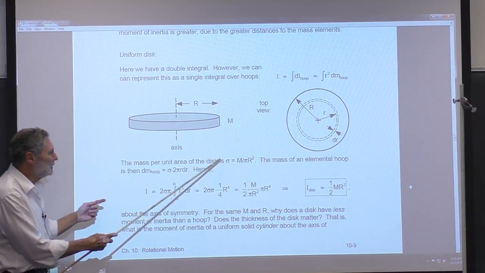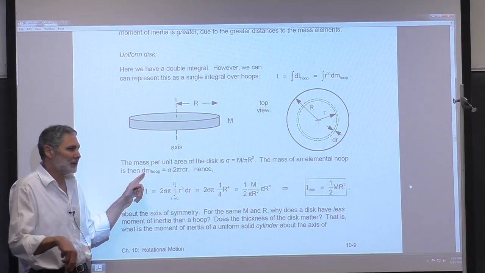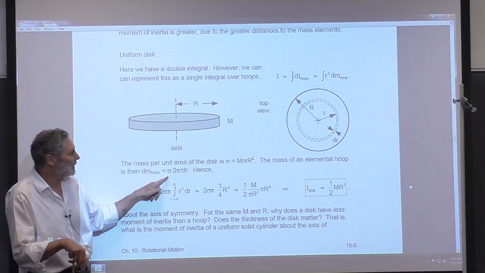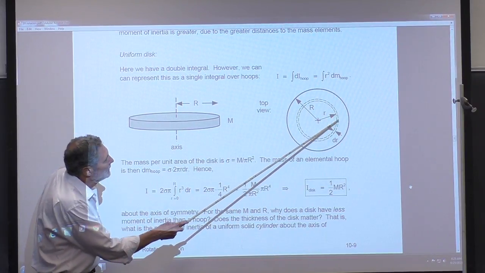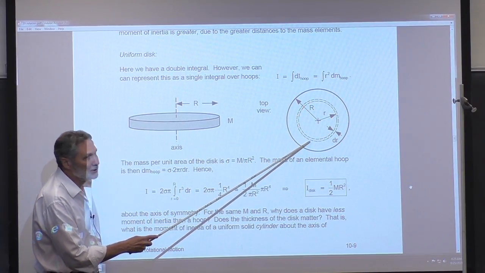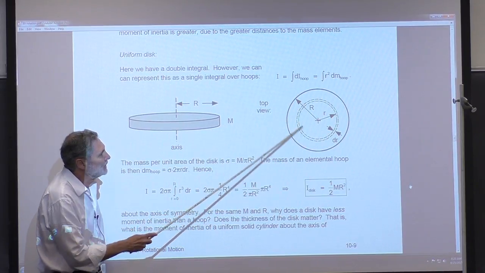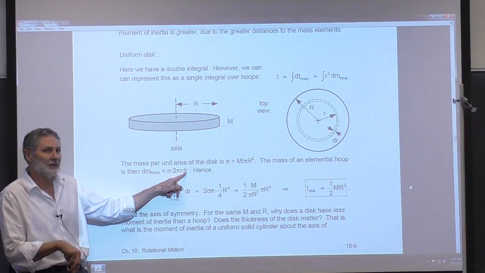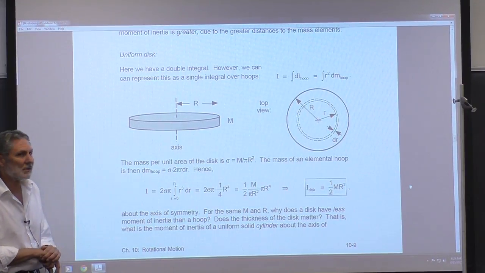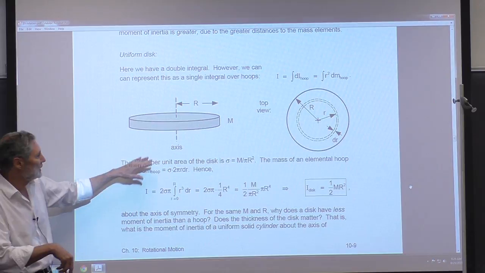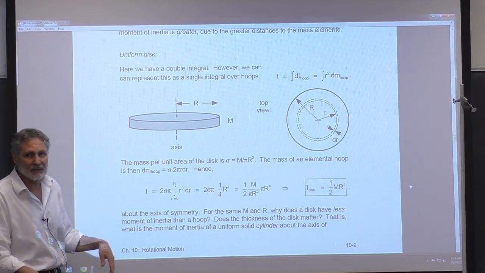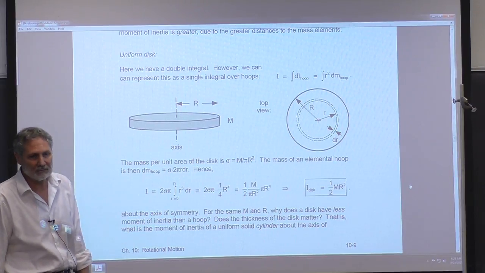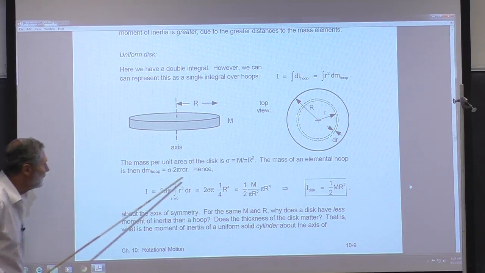The reason I'm doing this is because now I can write down what the mass of this elemental hoop is. It's the mass per unit area times the area of the hoop that you see here. And what's that? That's the circumference times the thickness. So there's the circumference and there's the thickness. Now, once you realize what I just said here, and it probably takes a little getting used to, you have to think about it a little bit. Once you see it, the rest is easy. It's just turning a crank.